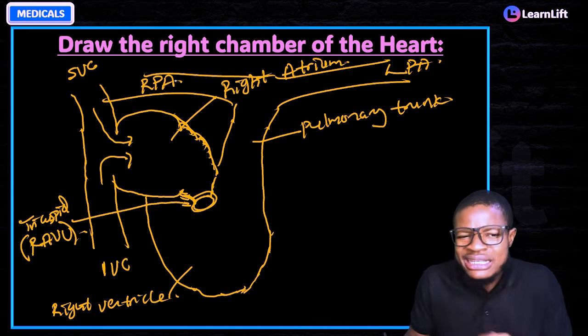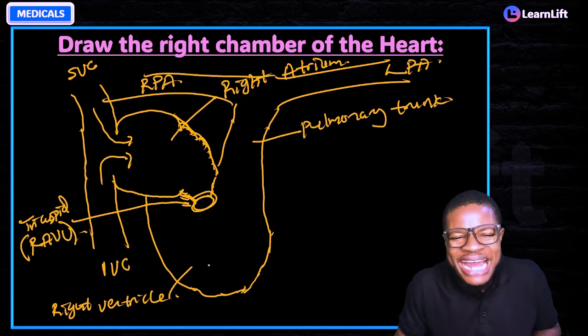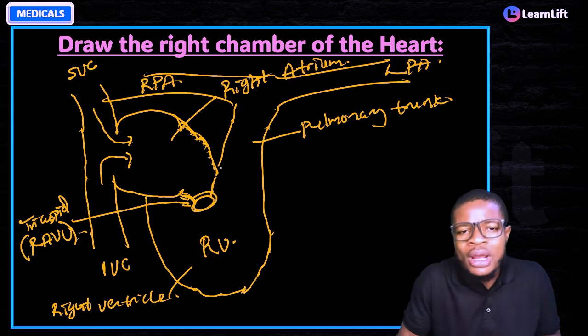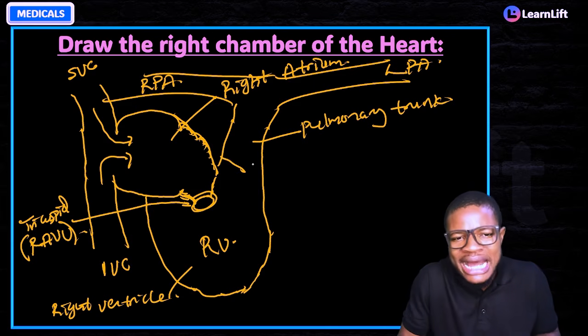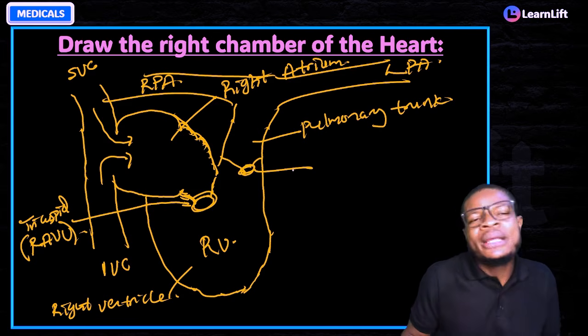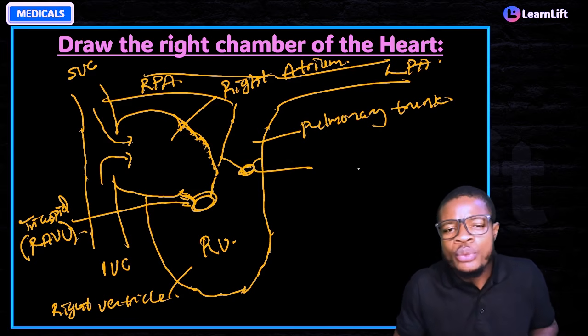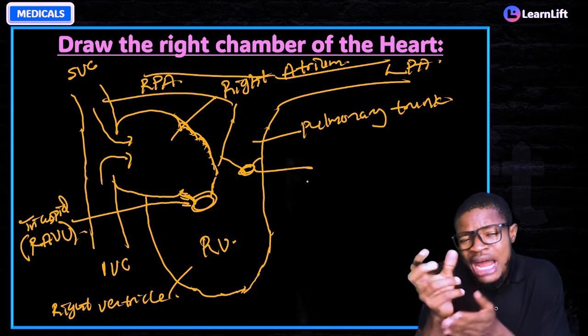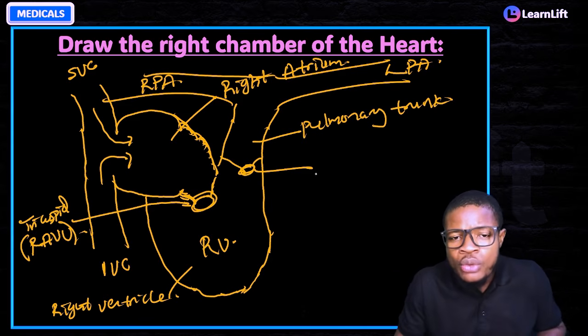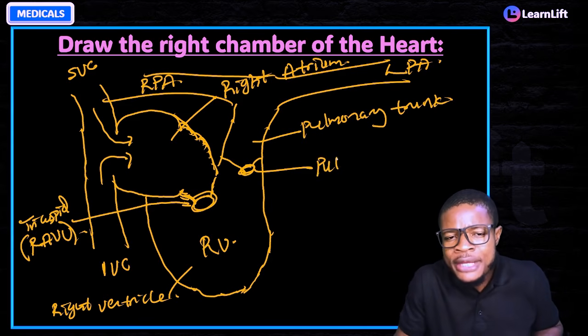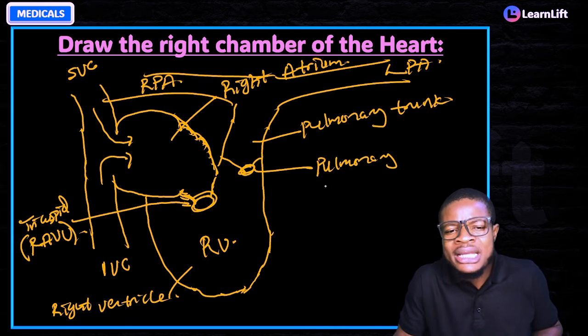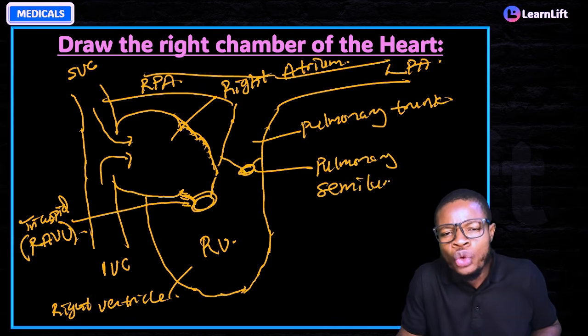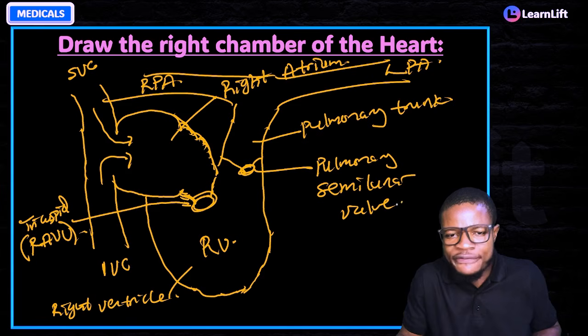But now here is the catch. Between the right ventricle, here is the right ventricle, and the pulmonary trunk, there is another valve that we have there. This valve here is a semilunar valve. What do we call that? It's in the pulmonary region, right? So we call it the pulmonary semilunar valve. That's what we have.